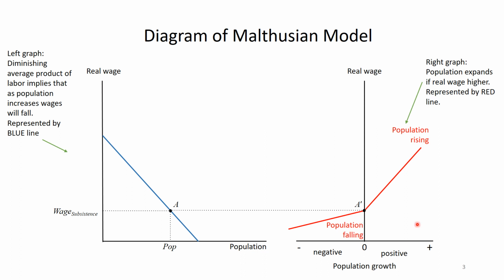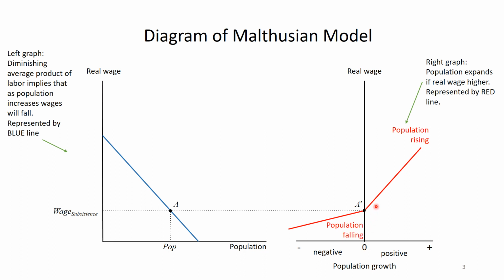On this slide, we're going to take the two principles that we just discussed and represent them on a diagram. The right-hand side of this diagram captures the first principle. This diagram has real wages or food output per capita on the vertical axis and population growth on the horizontal axis, where we have a zero point that represents zero population growth. Population growth is positive to the right of zero and negative to the left of it.